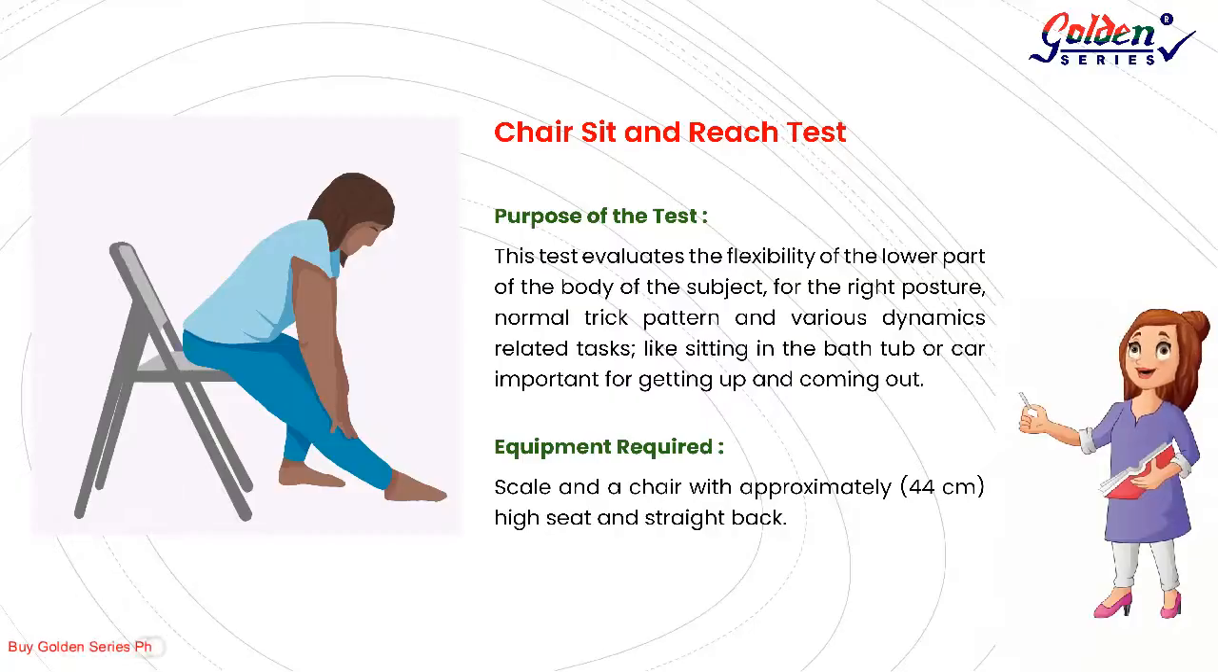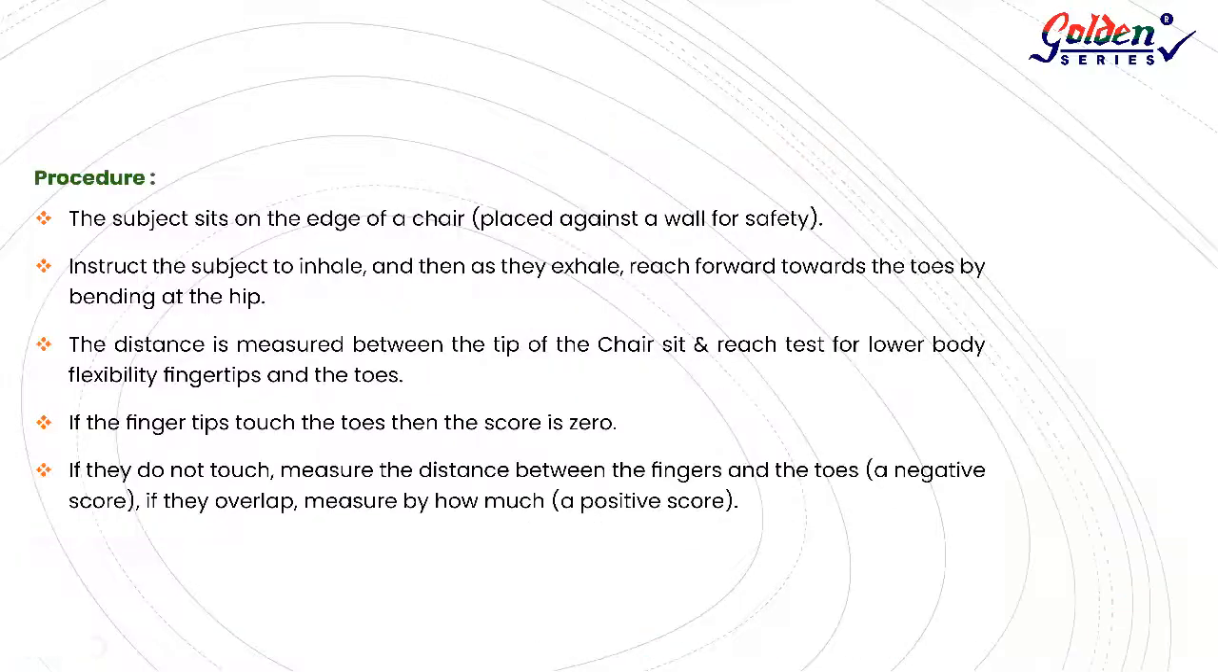Chair sit and reach test. Purpose of the test. This test evaluates the flexibility of the lower part of the body of the subject, important for the right posture, normal tread pattern, and various dynamics-related tasks like sitting in the bathtub or car, getting up and coming out. Equipment required: a scale and a chair with an approximately 44 centimeter high seat and straight back.